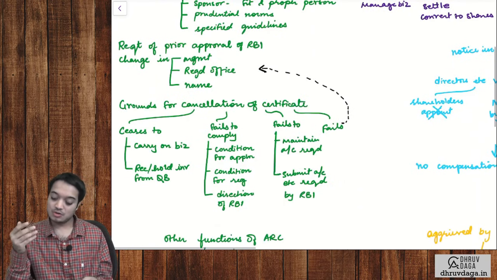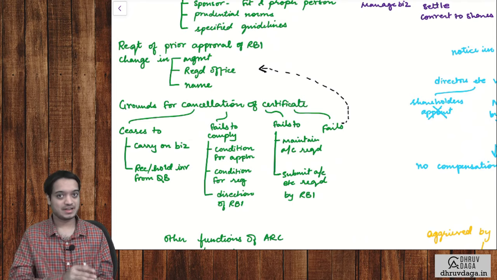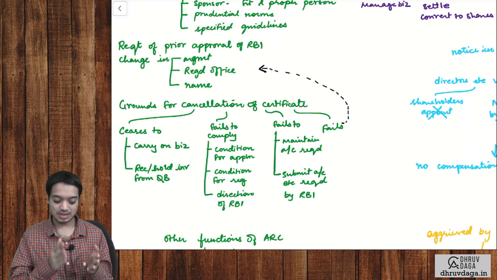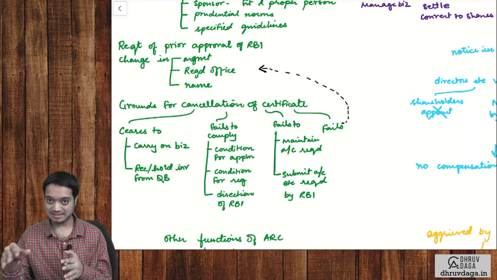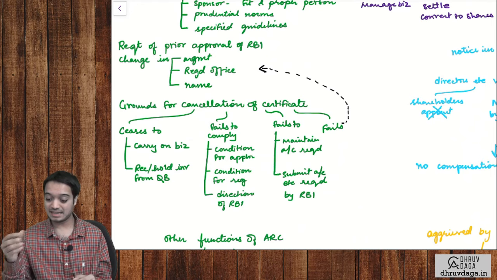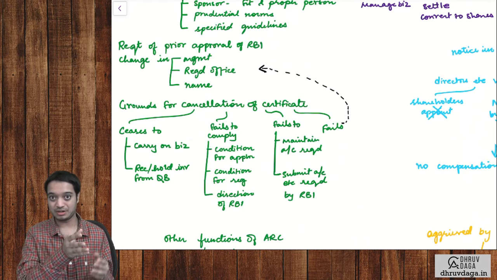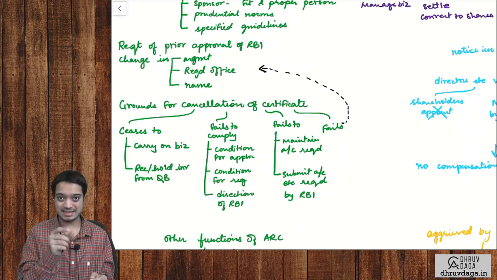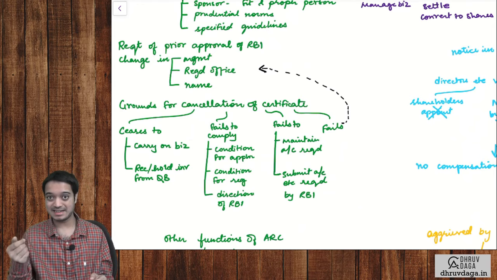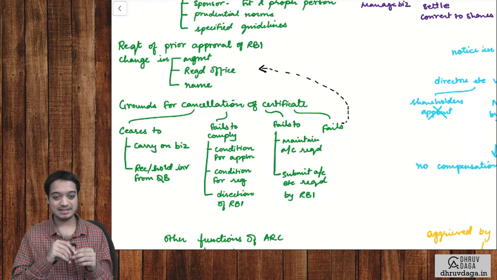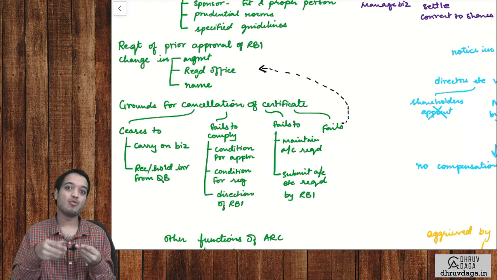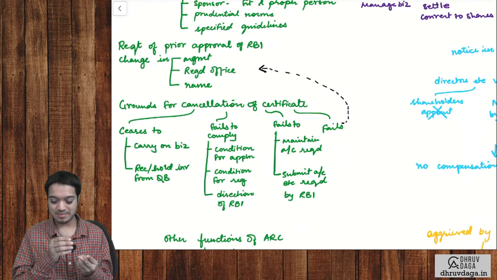There are certain grounds on which the registration certificate of ARC can be cancelled. Number 1, there are 3 categories in which I have divided it. The last one, that's the 4th one, was what we talked about, that if prior approval is not taken for those 3 changes, then that will get cancelled. So the remaining 3 categories are, number 1, it ceases to carry out the business of asset reconstruction. Number 2, ceases to receive or hold investments from qualified buyers.